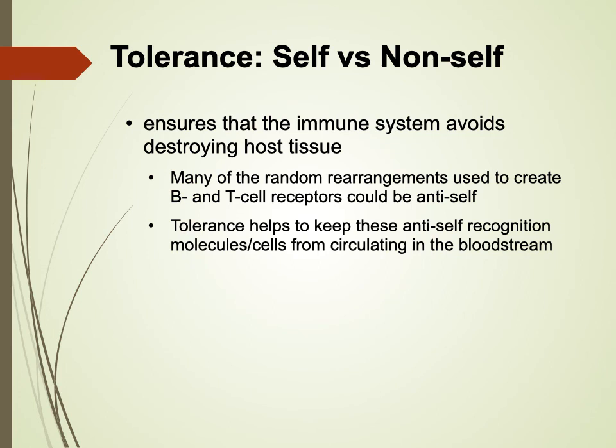Keep in mind, as I mentioned, T cells and B cells are going to randomly generate their receptors. Because this is random, it's possible that they could generate a receptor that recognizes self, so it would be against self, or anti-self. If this T cell or B cell was allowed to go out in circulation, it would start to destroy your tissues. And clearly, as autoimmunity exists, that does happen, but we want to try to prevent that from happening. Mechanisms of tolerance are ways in which we can stop that from happening.